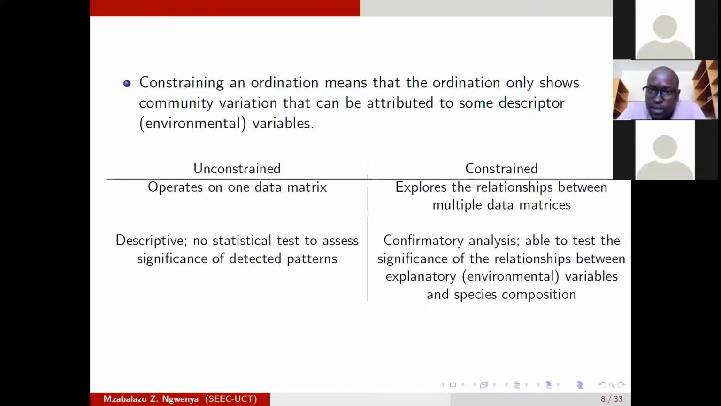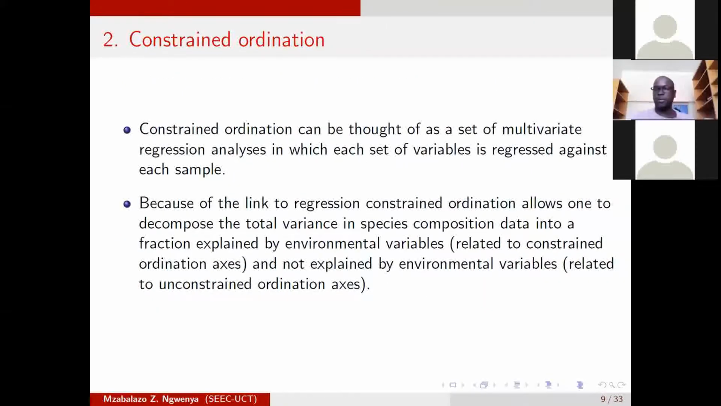Whilst in the constrained setting, we're able to explore relationships between multiple data matrices. So as an example, our L matrix and our R matrix. And also with constrained ordination, we're able to test the significance of relationships we are observing. Okay? So we're able to test the significance of relationships between our environmental variables and our species compositions. So that's just the very general setting of ordination.